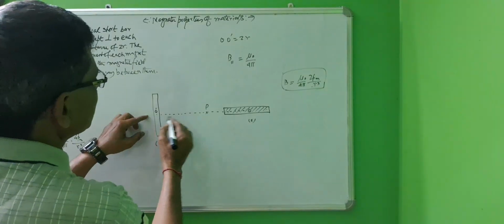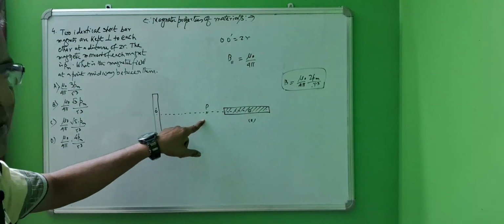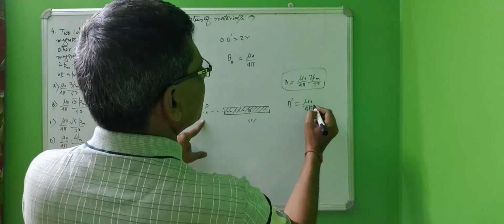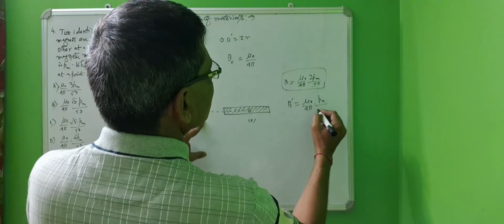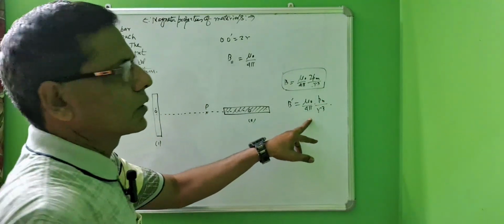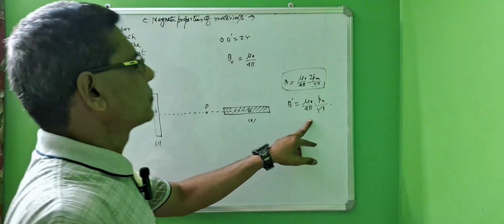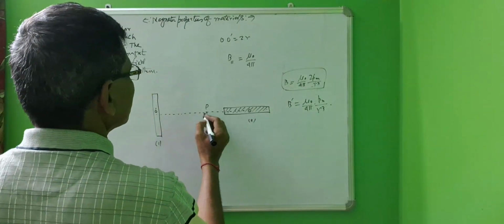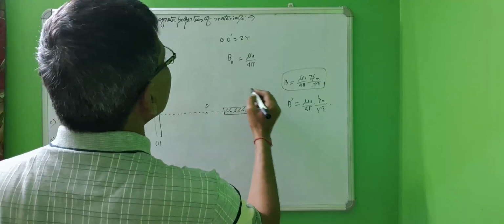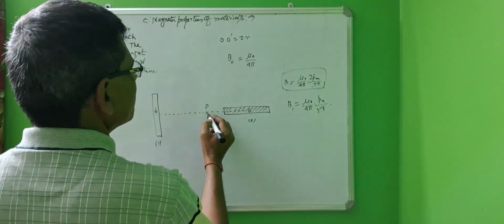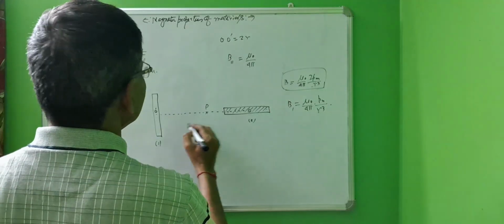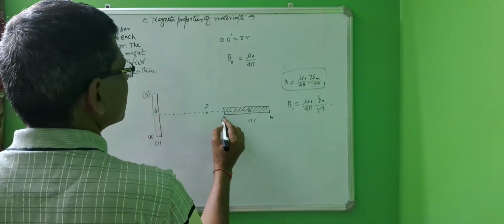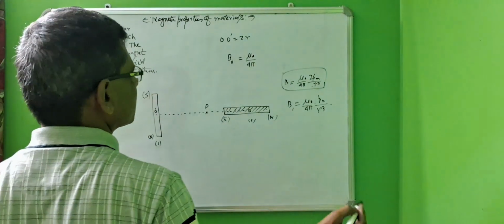And for this point, which is on the perpendicular bisector, we get B dash equals mu 0 by 4 pi, M upon r cube. It will be deduced later after this problem. So here B2 and this one is B1, suppose. Here is S, here is N, here is also S, here is also N. Suppose this one is the South Pole, North Pole and vice versa.